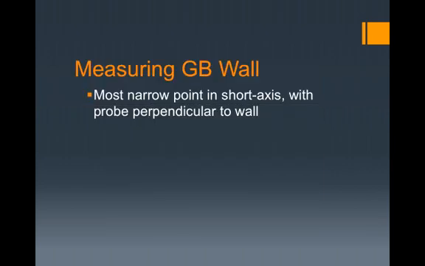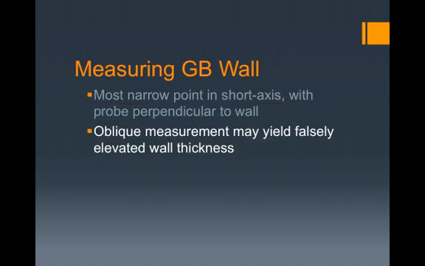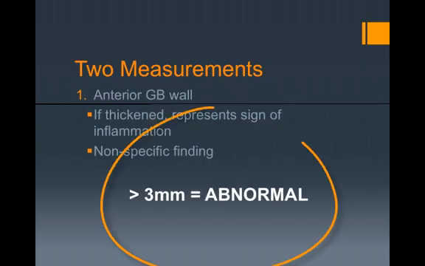The key is to measure the anterior gallbladder wall at its most narrow point, maintaining a view in the short axis where the probe is perpendicular to the wall. If an oblique measurement is obtained, the wall thickness may be falsely elevated. For the gallbladder, a wall thickness greater than 3 millimeters is considered abnormal.